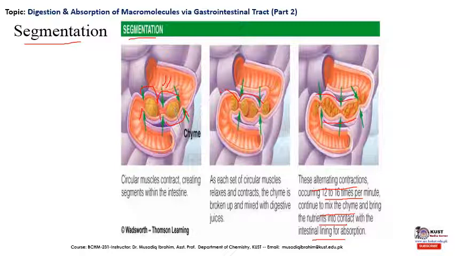So in general, you can see how the food is being broken down, and then the digestion and absorption take place with the help of segmentation, which is created by the muscles, both the circular muscles and the longitudinal muscles present within the intestine, and they are breaking down the chyme and converting it into the soluble form of food, from which the nutrients can be absorbed.